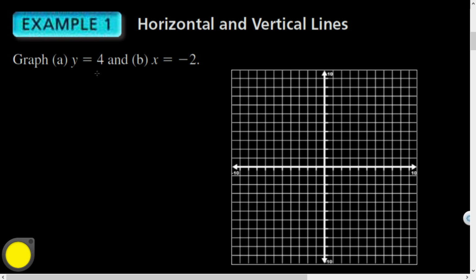Now let me ask you, y equals 4. Do you think that's horizontal or vertical? Oh, so tricky. The y-axis is vertical, but y equals a number will be horizontal. So this is going to be perpendicular to the y-axis. Or it's plotting all of the points whose y-coordinates are 4. So that would be like 1, 2, 3, 4. So that'd be like this point, and this point, and this point, and this point. All of the points whose y-coordinates are 4.